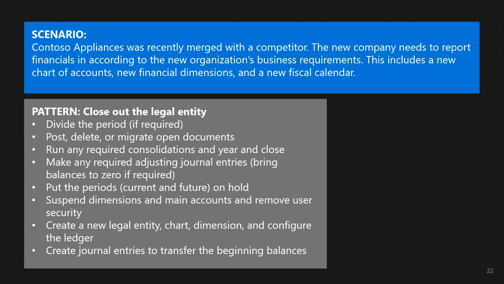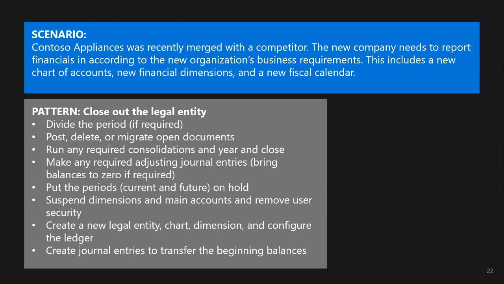You'll want to run any of those required consolidations in your year-end close processes in the old company. Make any of those required adjusting journal entries. You might also need to bring those balances down to 0, which, if you're running your year-end close, it'll do for your P&L automatically. You're going to want to put the periods, your current and your future ones, on hold as appropriate, and suspend your dimensions and main accounts and remove any user security so people can't go into this old legal entity and start making transactions.